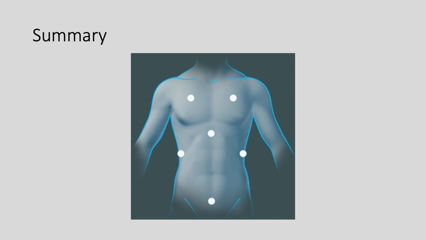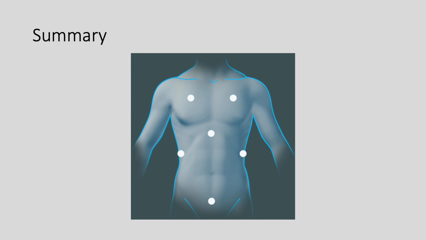To summarize, the FAST exam is comprised of 4 main windows: the hepatorenal window, or the right upper quadrant, the cardiac window, which is really 2 views of the heart, a subxiphoid or subcostal view, and a parasternal long view, a splenorenal window, or left upper quadrant, and a suprapubic window. The EFAST exam is an extension of the FAST exam and involves evaluating the right and left hemithoraces for pneumothorax.